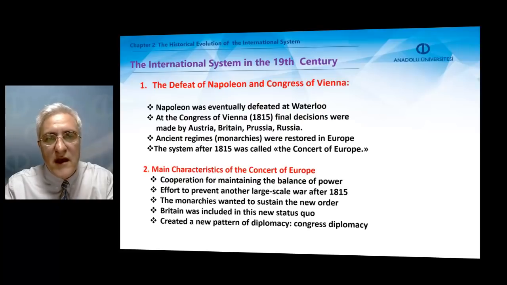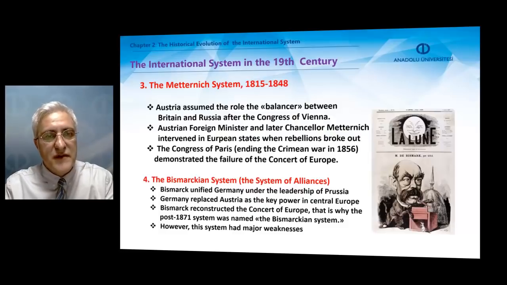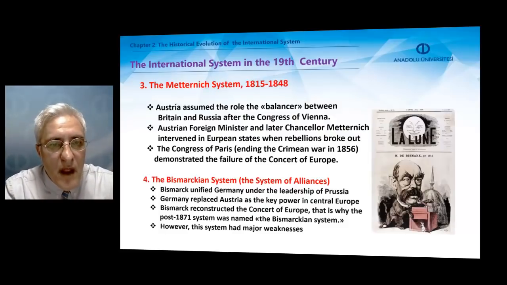What is the Concert? The Concert was the good relations among major monarchies in the heart of Europe, such as Austria, Britain, Prussia, and Russia. They created a new pattern of diplomacy, at least until the 1850s, and it's called Congress diplomacy. The Metternich system between 1815 and 1848 defined the workings of this Congress diplomacy. However, this ended with the Crimean War, because the Crimean War, in fact, was a major blow to these good relations among and between the monarchies.